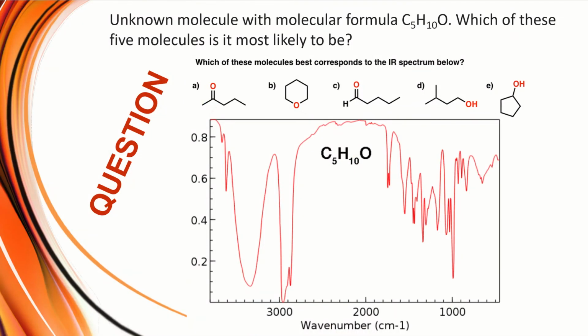And then finally, we have our question, which we will answer in class. An unknown molecule with molecular formula C5H10O. Which of these five molecules is it most likely to be?